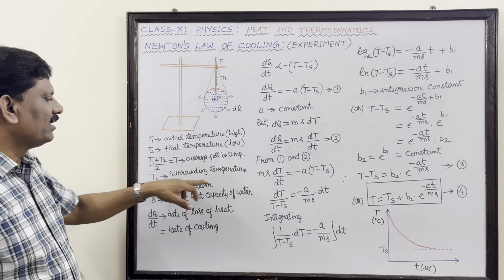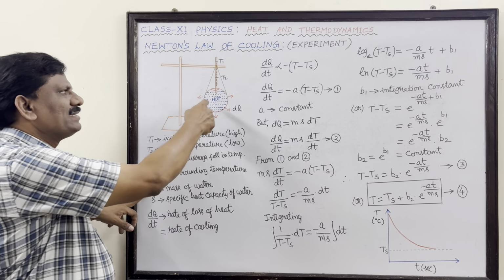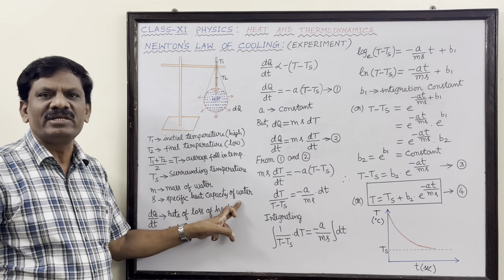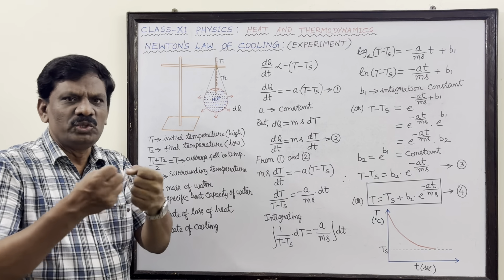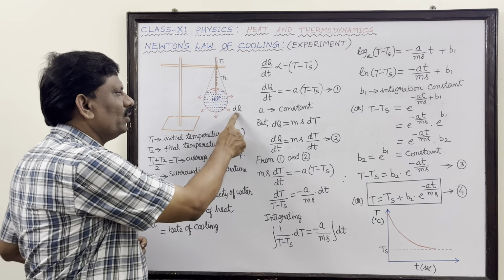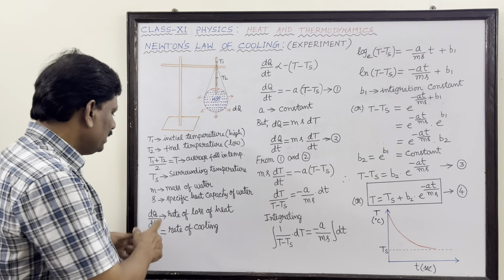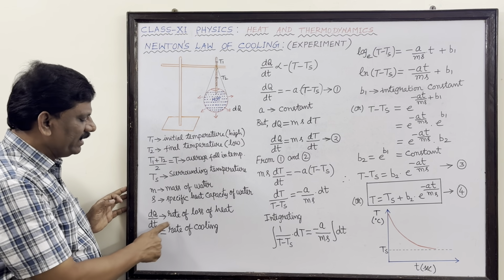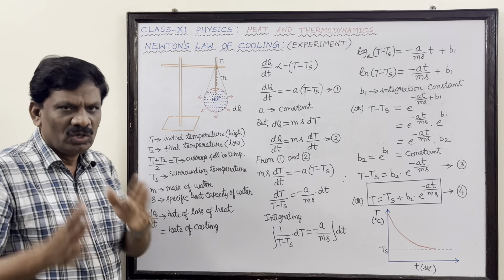Now Ts is called the surrounding temperature, the room temperature inside the physics lab. m is the mass of hot water taken inside the vessel. Now s is the specific heat capacity of water. Now you can see that every second some joules of heat are leaving the system, going out. So I will take dq as the quantity of heat lost by the hot water. So dq by dt, if I divide dq by the time dt, is called the rate of loss of heat, which is also called the rate of cooling.